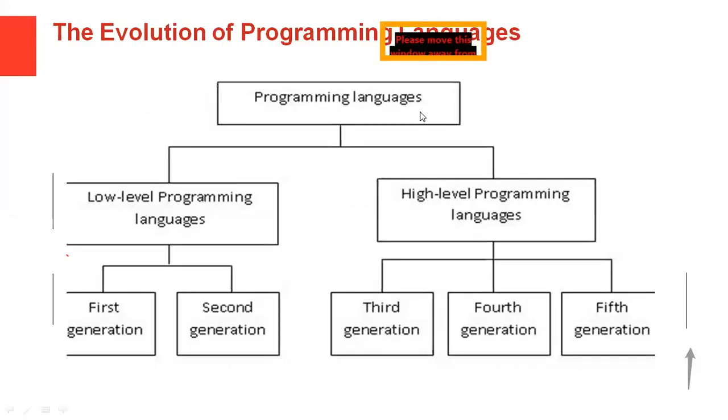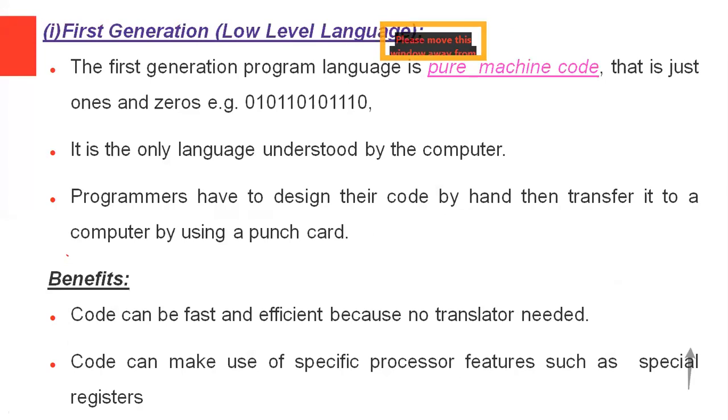So these are the types of programming language, low level and high level. These two types can be divided into five types: first, second, third, fourth, and fifth generation languages. Here, first generation languages are low level languages.